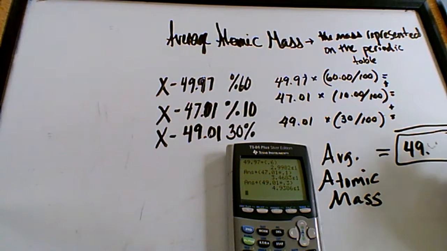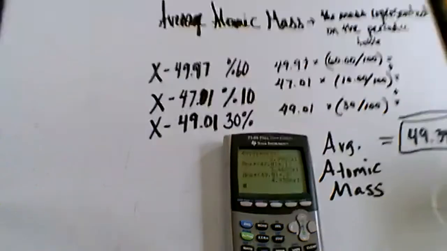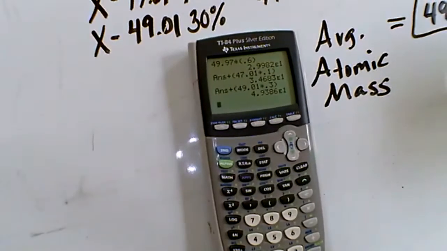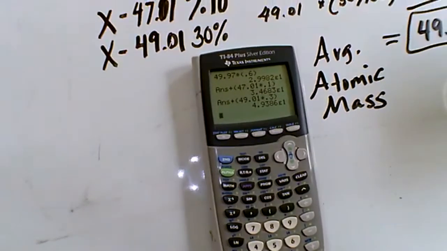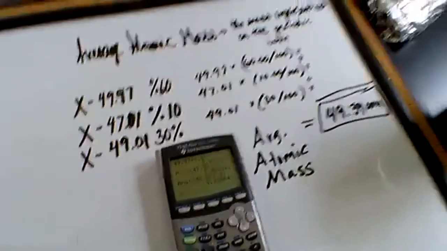49.39. Okay. Always use a label. And that's how you calculate average atomic mass. If there were 10 isotopes, I would do this 10 times.